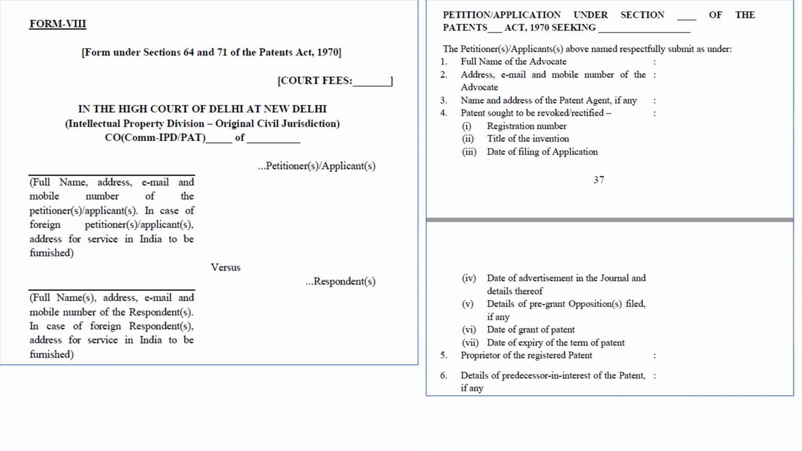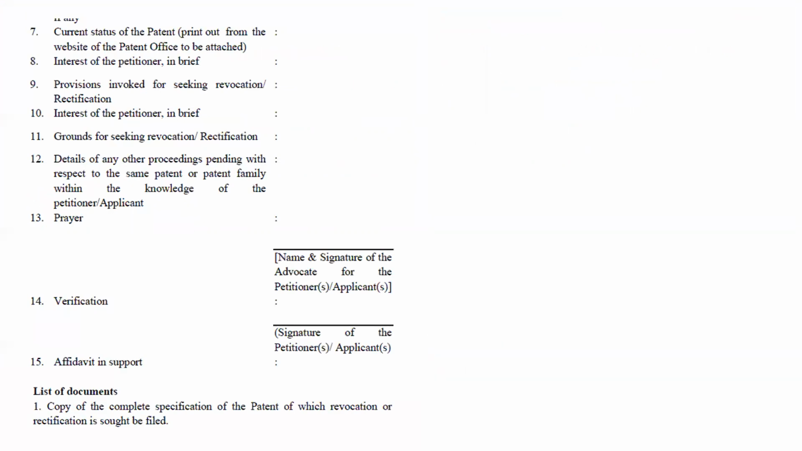So for Section 64 and Section 71, Form 8 will be used, and you can see all the details that need to be filled here. So you may expect a question asking which form will be used for Section 64 and Section 71. This is Form 8, under this Tribunal Reform Act. So please remember that the details and documents required to be submitted are all given here.